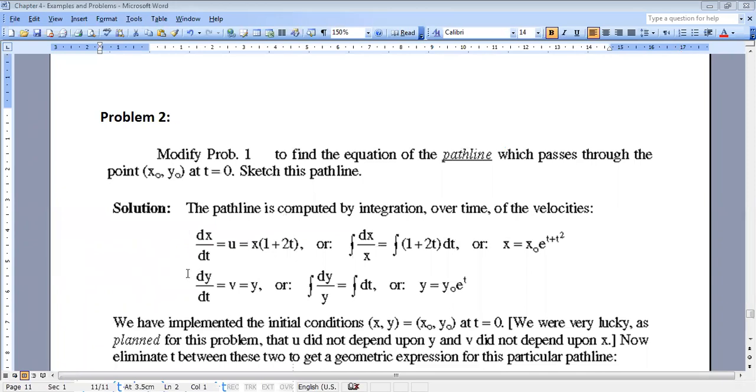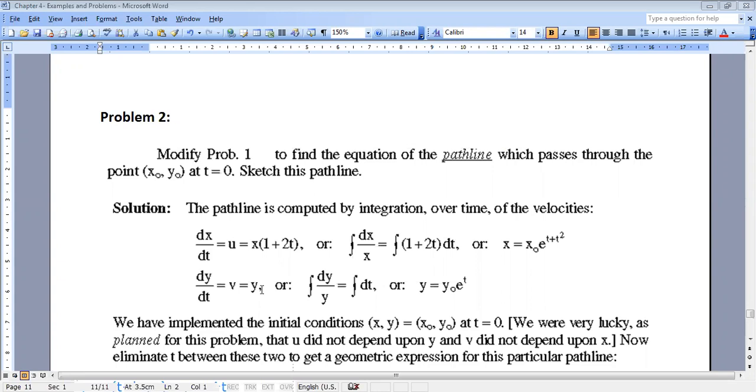We have dx over dt equals x times (1 plus 2t), and dy over dt equals y. So now all you have to do is find x as a function of time and y as a function of time. In this way, you can track your particle with time. Once you have x as a function of time and y as a function of time, if you want your path equation without t, you eliminate t between the two equations. You get the equation of the path line.